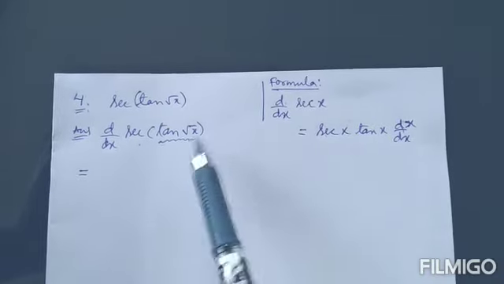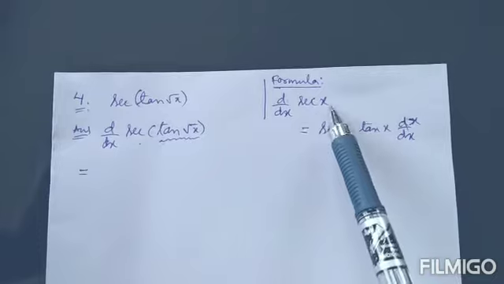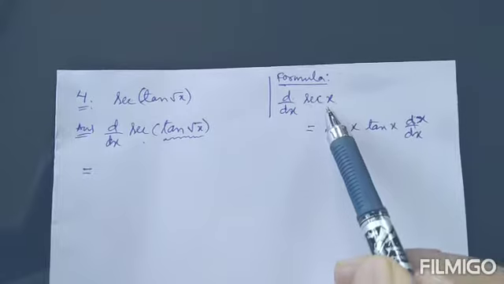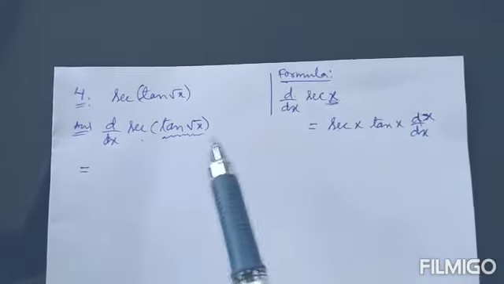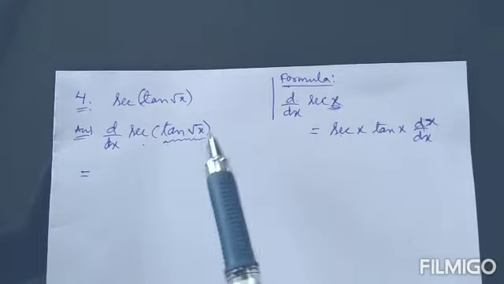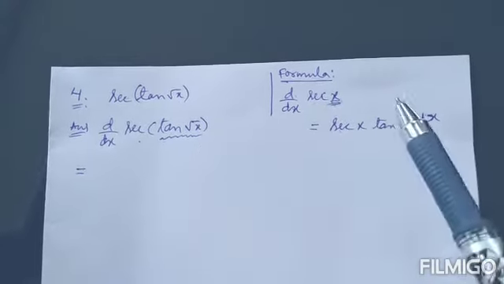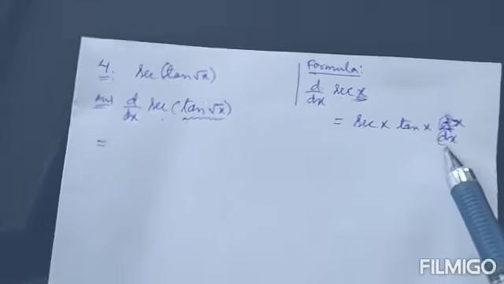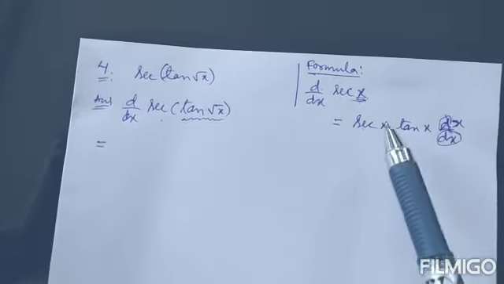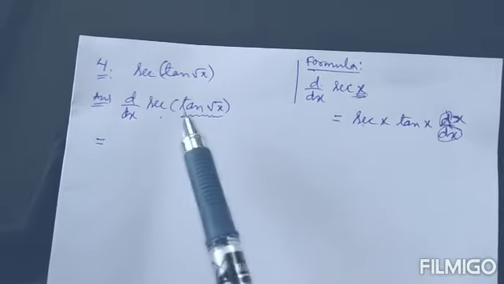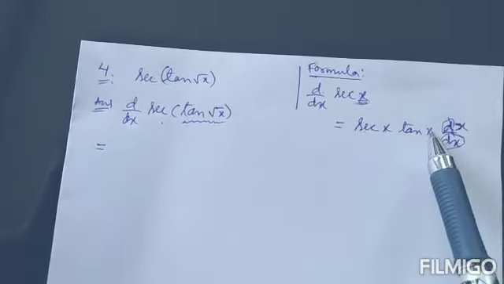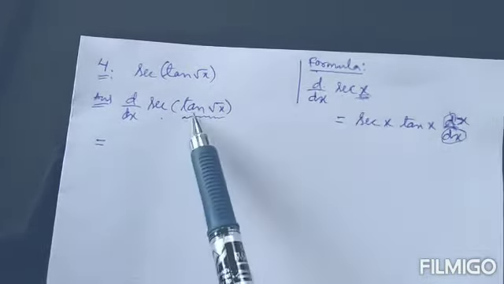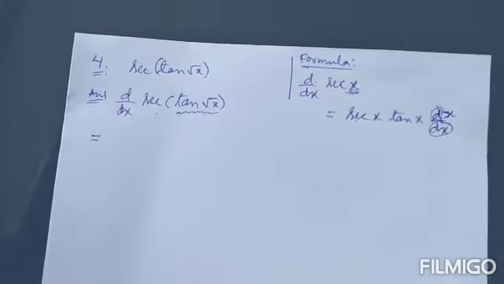So when you compare it with this formula, here I have sec of x, here I have sec of tan of square root of x. That means in place of x, I have to write tan of square root of x. So in the formula, d by dx will always remain the same. In place of x, tan of root x will come. In place of this x again, tan of root x will come.